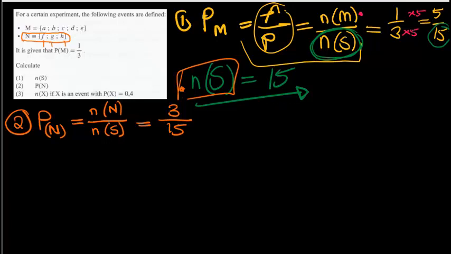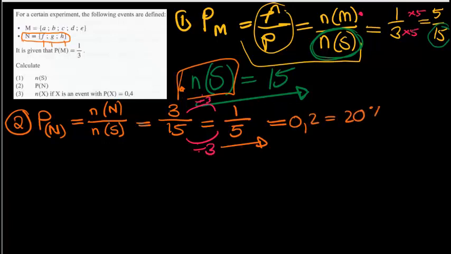This is correct, but it's not as simple as it gets. So let's simplify. I am going to divide by 3 on both sides. This then gives me a simplified fraction of 1 over 5. So the probability of N happening is 1 over 5. And as we know, 1 over 5 is simplified further to 0.2 or 20%, or unlikely.